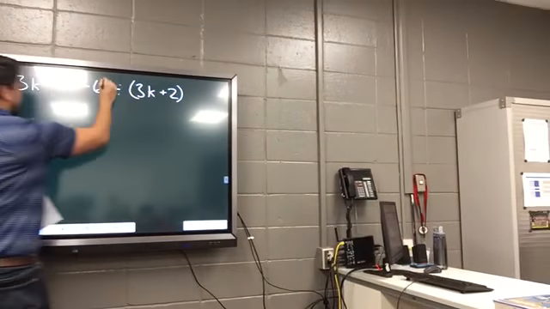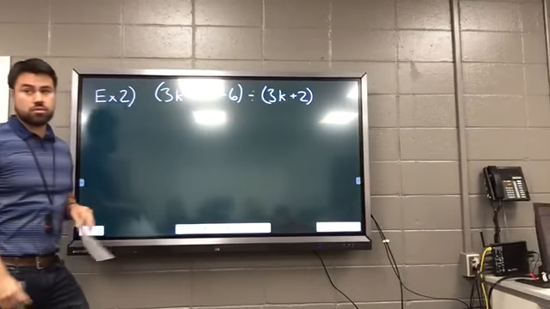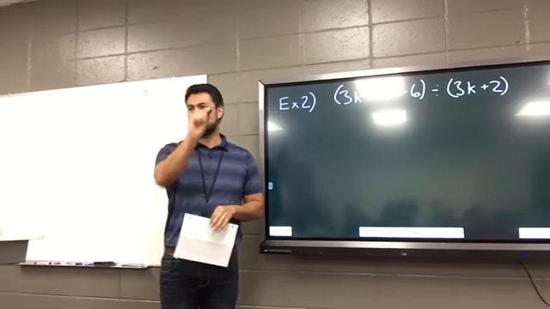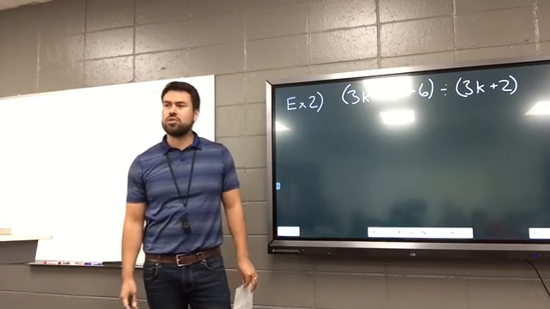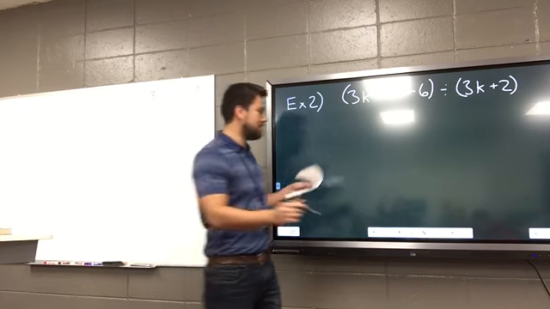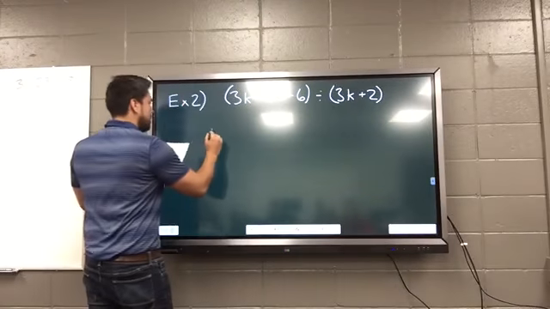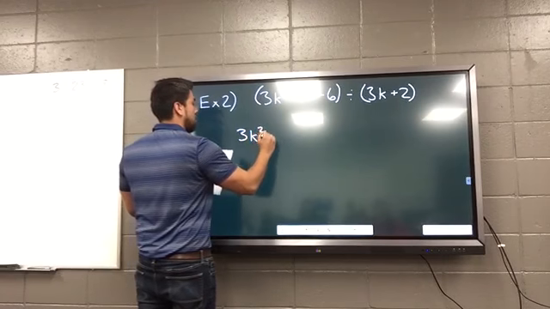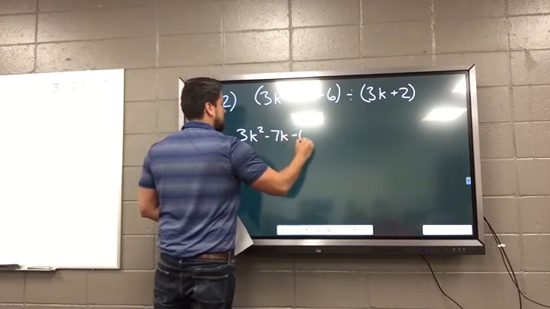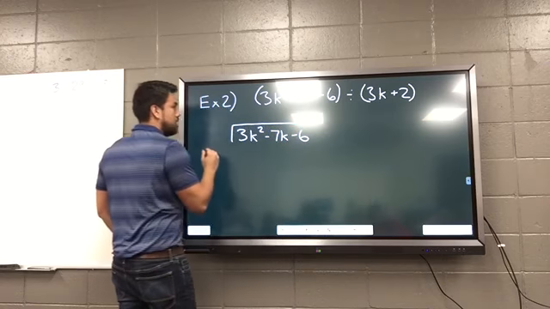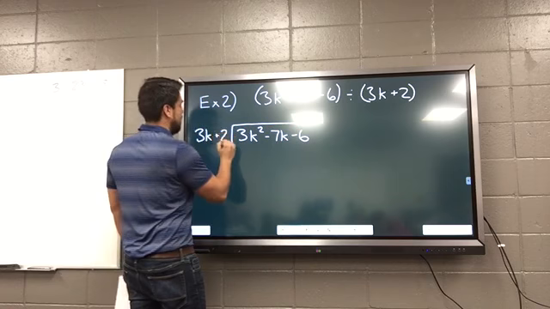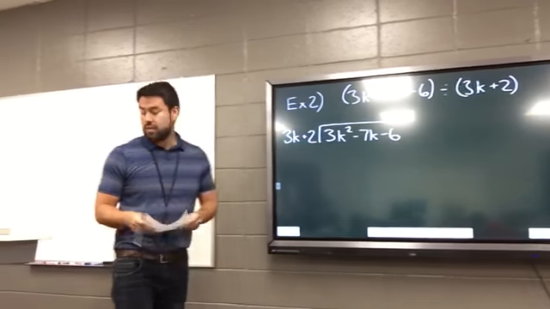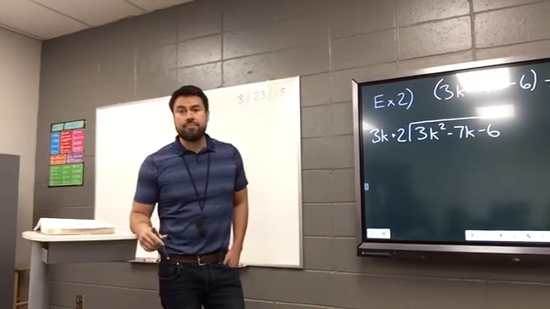Can somebody tell me how to set this up as a long division problem? So I have my box. Can anyone tell me what numbers go where? If you could do this, you're in a good spot. Yeah, Benson? 3k squared minus 7k minus 6 is on the inside. Okay, it's on the inside. And then that means this is on the outside. Okay. Guys okay with that?